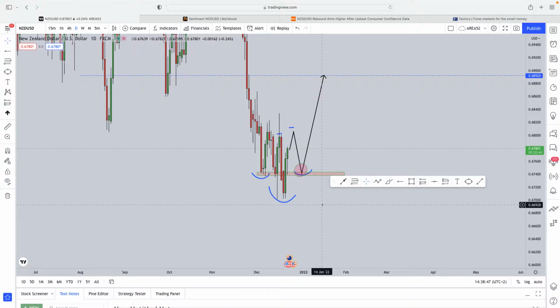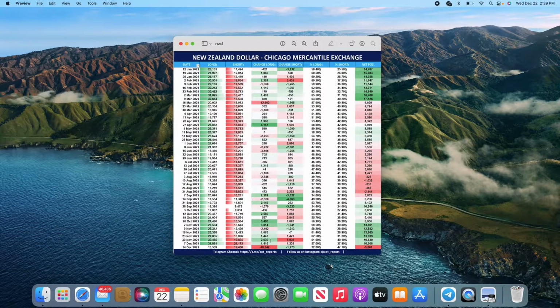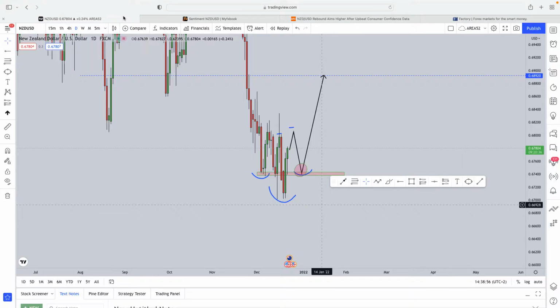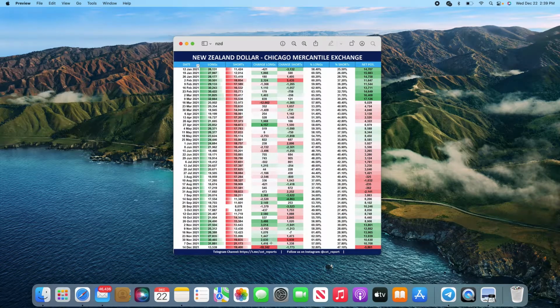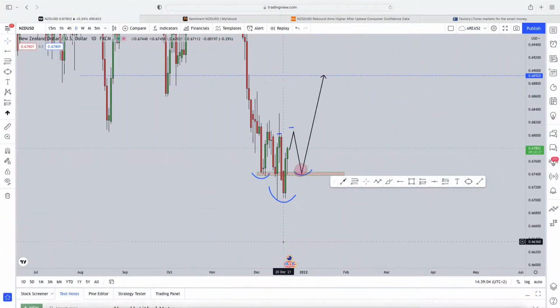This week's report is not available yet, but one thing I can tell you: when this report comes out this week, we can definitely expect some positive data for the NZD, or we can expect that hedge funds have increased their long positions.